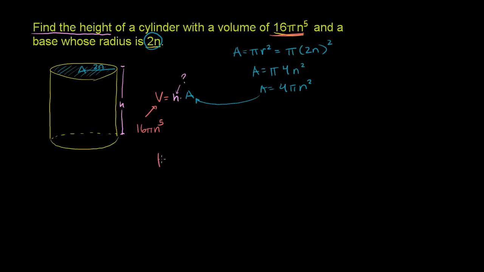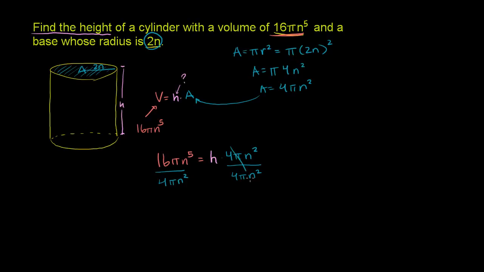We have 16 pi n to the fifth. That's our volume. That is equal to our height times the area of the base or the top of our cylinder, times 4 pi n squared. Now, a good place to start if we're trying to solve for h is let's divide both sides of this equation by 4 pi n squared. You have to do it to both sides.